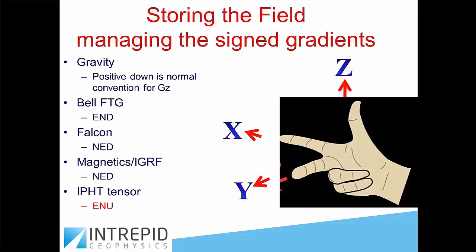So the reason we're talking about this is that Intrepid has the capability of managing the sign of the gradients and allowing you to specify that, so that once you know what the convention is, you can put it in, and you can be sure the software actually takes care of applying the gradients in the correct signed manner. If you get it wrong, it can be horribly wrong.